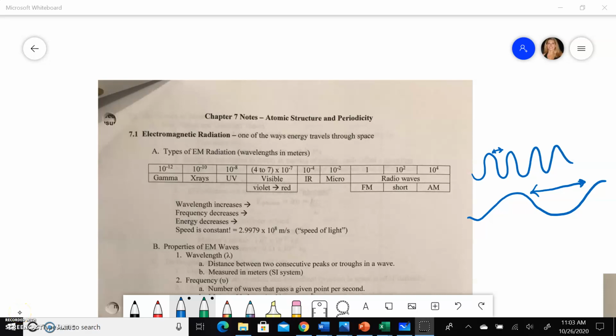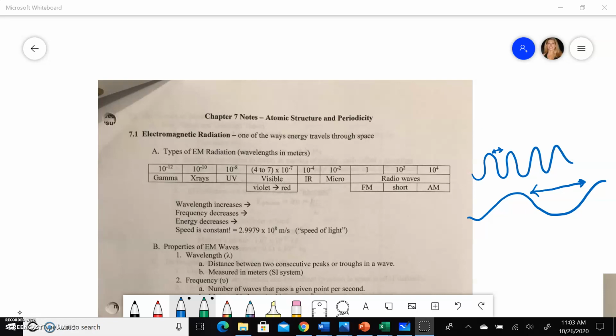All right, we're going to start chapter 7 today, and the first part of this chapter is going to be a discussion of different types of radiation. We call them electromagnetic radiation, and radiation just in general is a way that energy can travel through space. And you see listed here are the different types of radiation that we have, the electromagnetic radiation going all the way from gamma to radio waves.